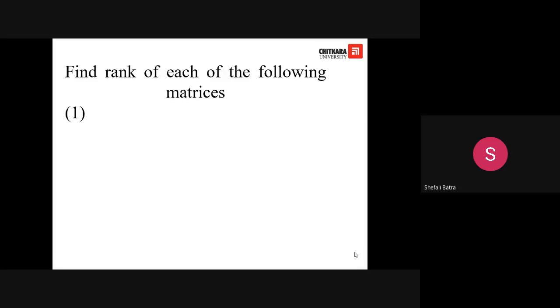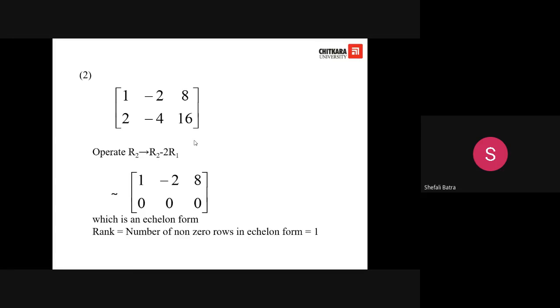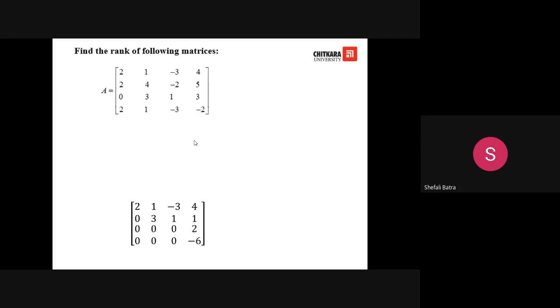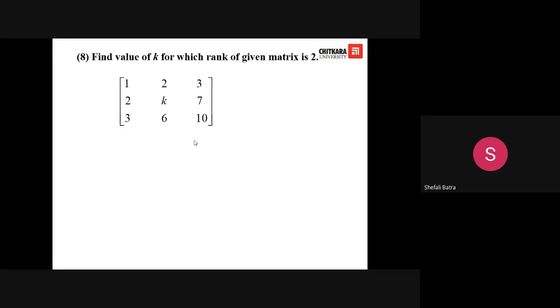Find the rank of the following matrices. How can we find it? We can check whether the determinant of the given matrix is equal to 0 or not. If it is non-zero, then directly you can say the rank of this given matrix is 2. So you know the method, so you can find out the rank of all the given matrices. I will share all these examples with you so you can practice them.